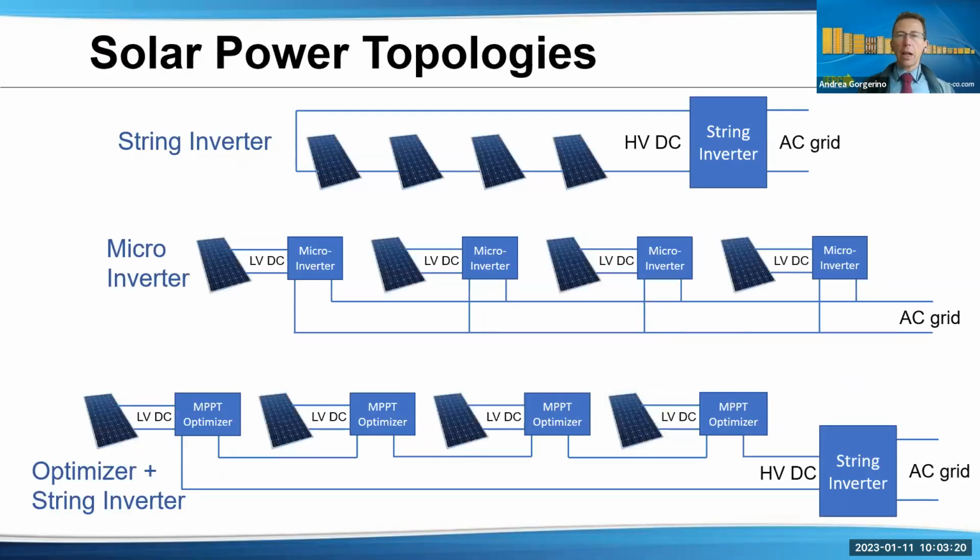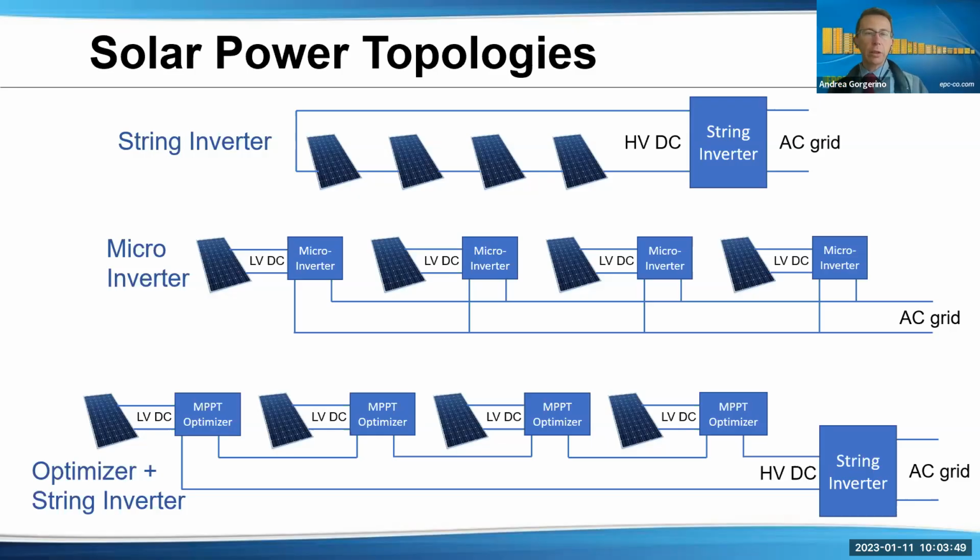So let's talk at a high level about the topologies, first on the inverter itself. There are three main ones. String inverter is the most common one. Basically, you take all the solar panels and put them in series. This generates a high voltage DC bus, which goes to the string inverter and converts it to the AC grid. This is the most common topology. It's very scalable and is used from residential all the way up to utility scale systems.